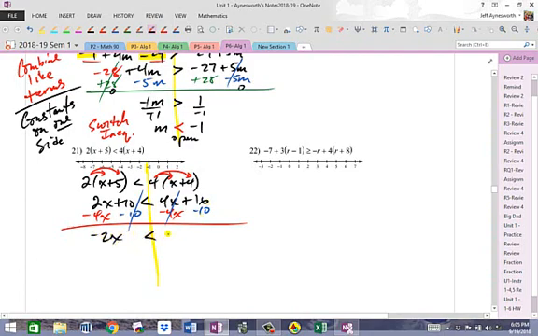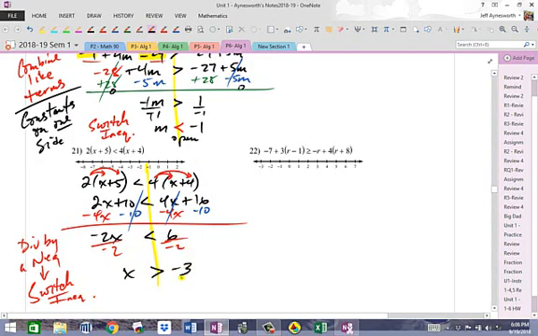Okay, and be careful here. You divide by a negative. All right, you got to switch the inequality here. And let's see what happens. So I'm going to divide by negative 2 on both sides. All right, and I get x is greater than, let me see, 6 divided by negative 2 is negative 3. And notice that I switched the inequalities. I went from less than to greater than. Okay, that's important that you do that.